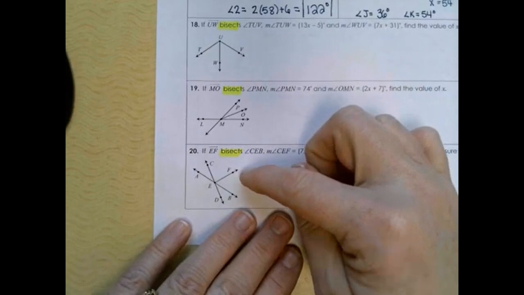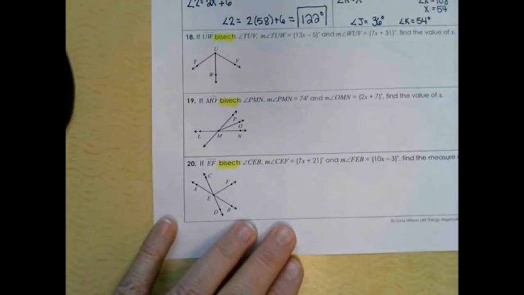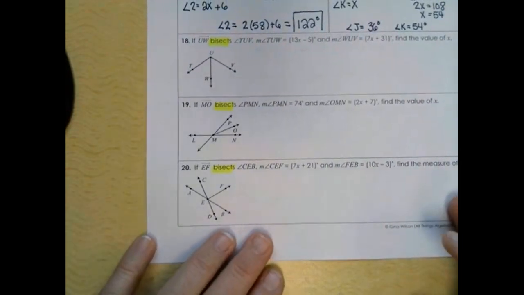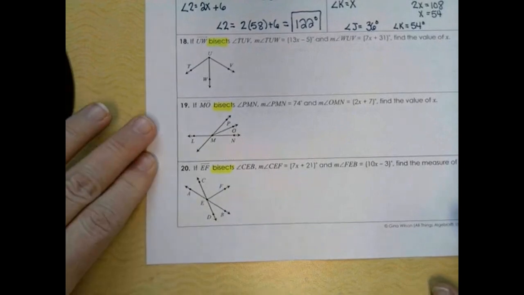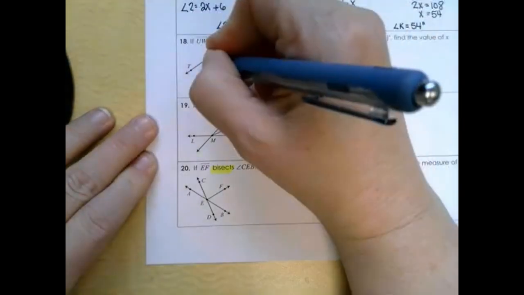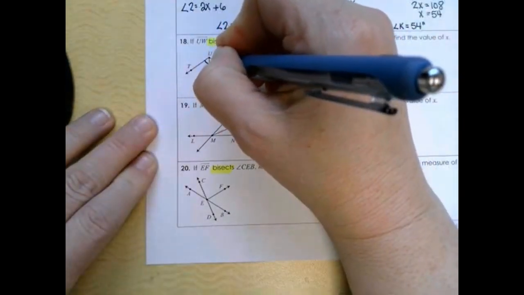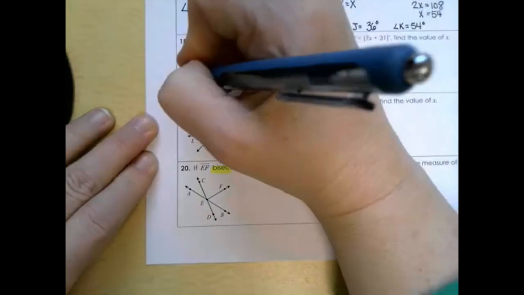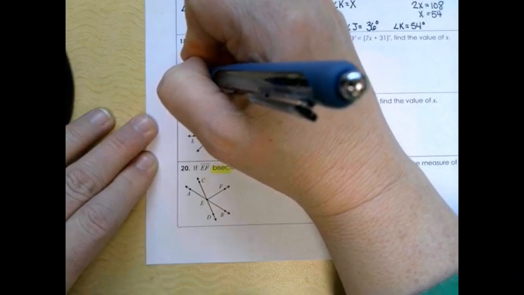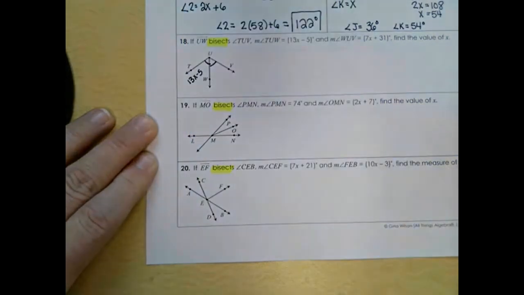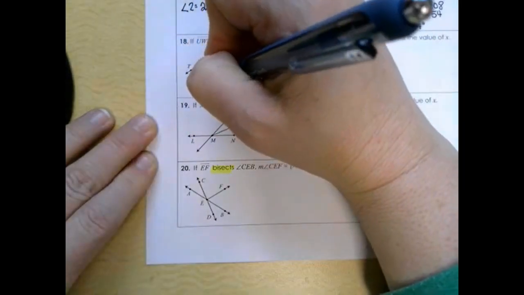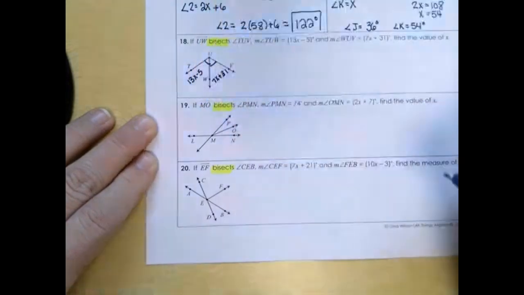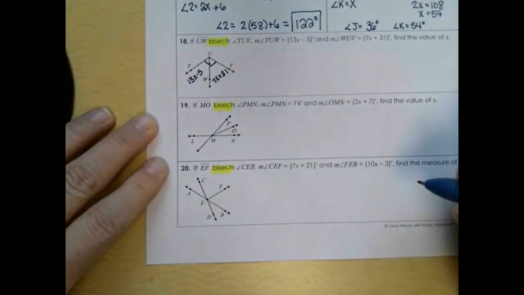All right, the last three problems all have the same word highlighted. Bisect. So what does that mean? It means it cuts the angle in half. So number 18 is very, very basic. This angle is cut in half, so these two angles are equal to each other. And angle TUW is 13x minus 5. Angle WUV is 7x plus 31. All we're going to do is set those angles equal to each other.